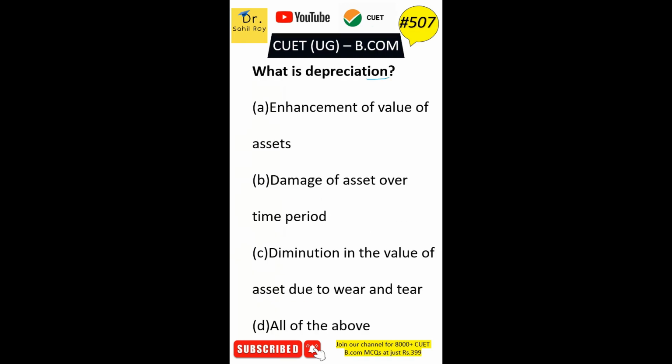What is depreciation? Option A enhancement of value of assets, option B damage of assets over time period, option C diminution in the value of assets due to wear and tear, option D all of the above. इस क्वेश्चन का सही आंसर है ऑप्शन C diminution in the value of assets due to wear and tear. Option C is the correct answer for the given question.